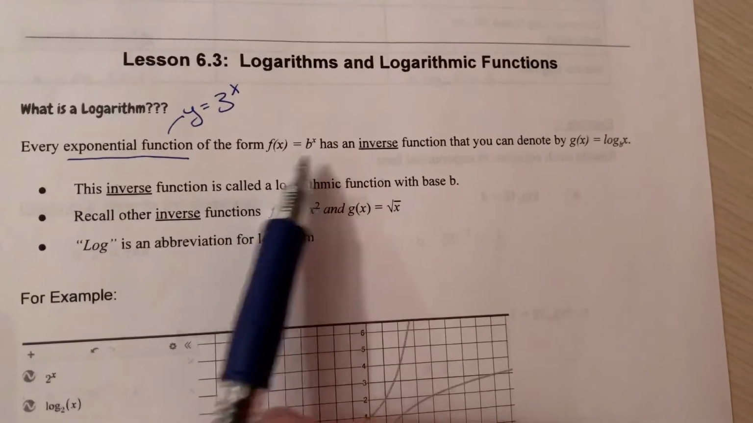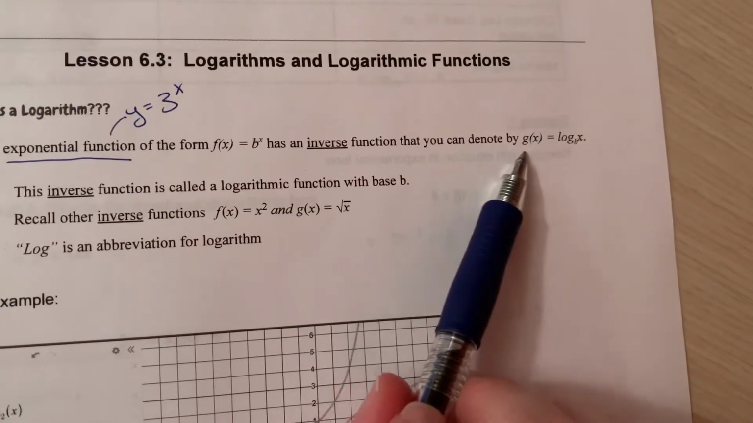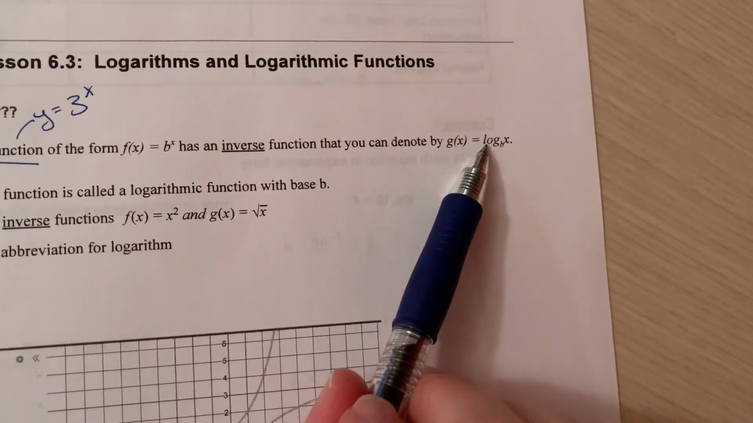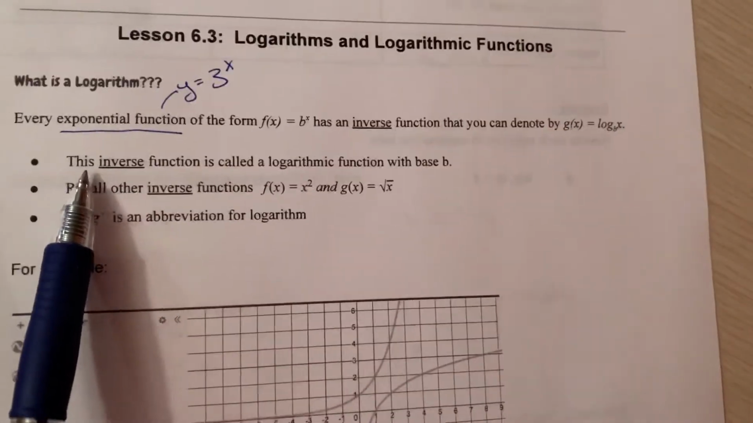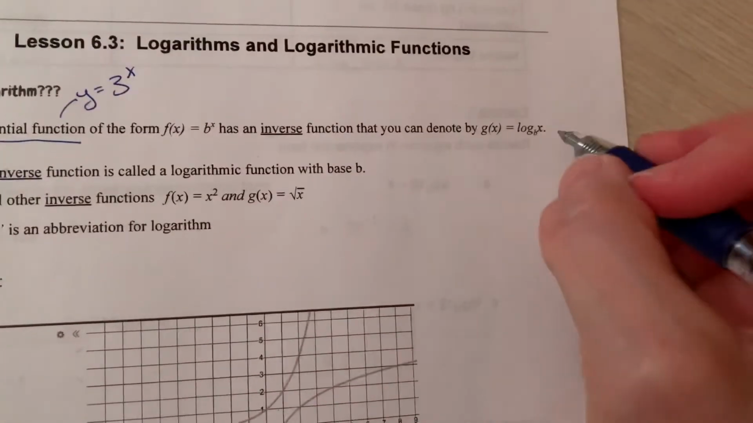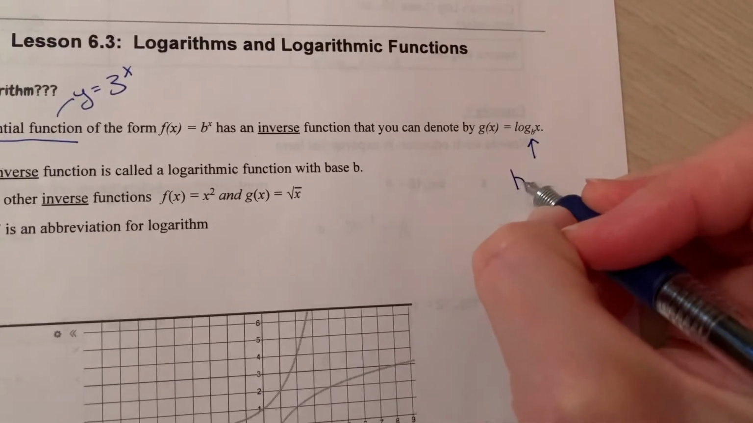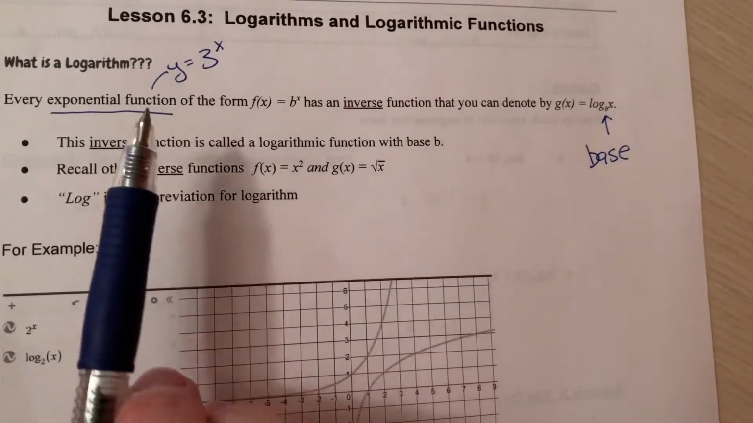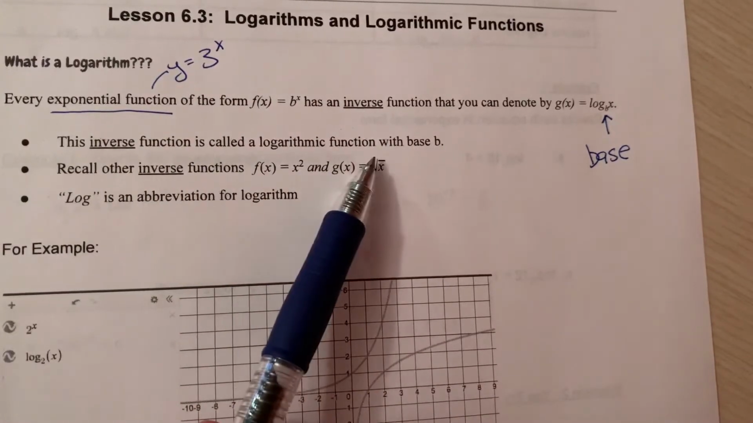B to the x. So it says every exponential function has an inverse function that you can denote g of x, and the way you would read this is equals log base b of x. So the inverse function is called a logarithmic function with a base b. This little tiny subscript that we will end up writing there will be a number, that is the base. So the inverse of an exponential is a logarithmic function.